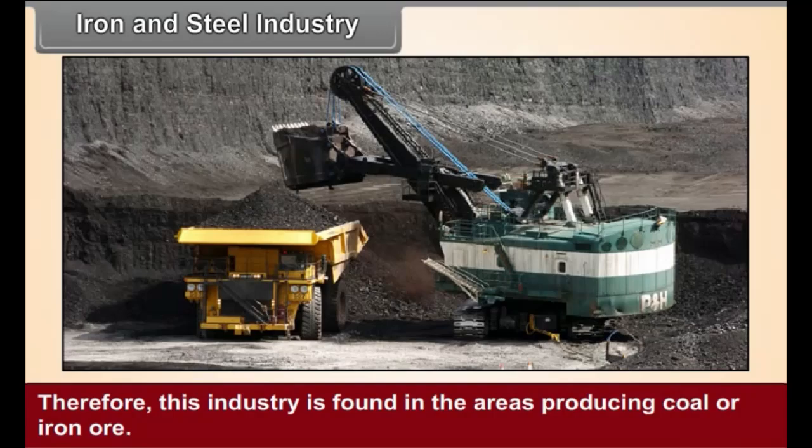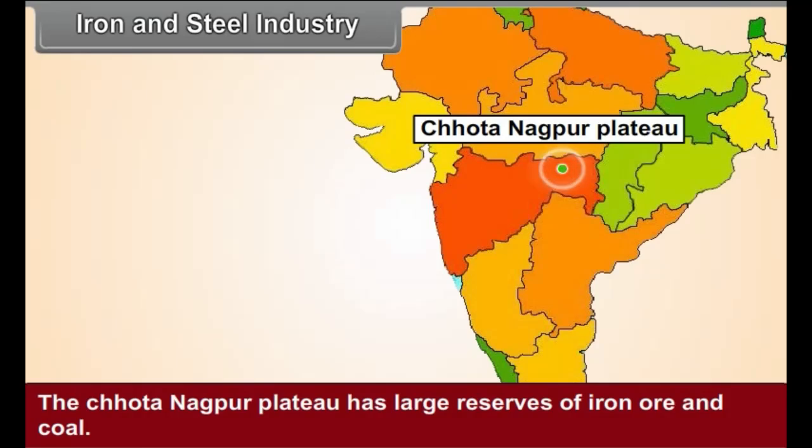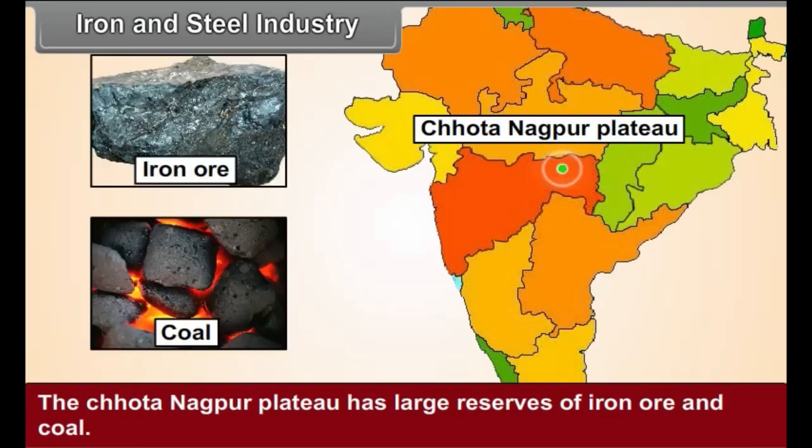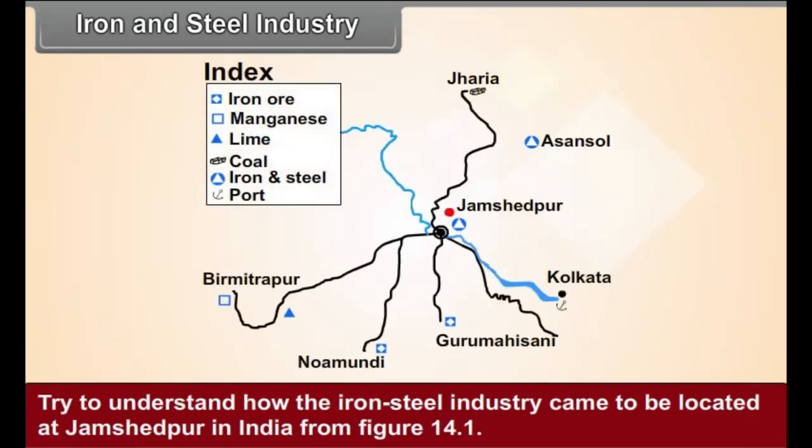Therefore, this industry is found in the areas producing coal or iron ore. The Chota Nagpur Plateau has large-scale reservoirs of iron ore and coal. Hence, the iron steel industry has developed in this area. Try to understand how the iron steel industry came to be located at Jamshedpur in India from figure 14.1.